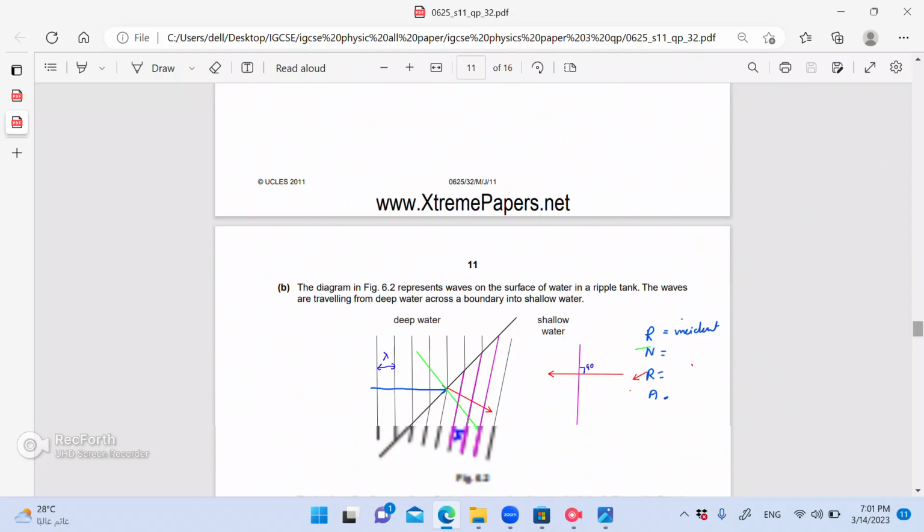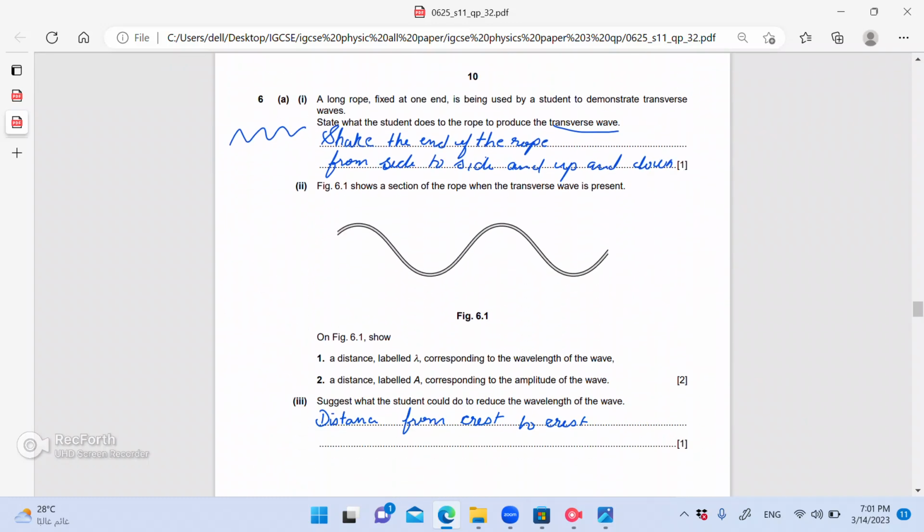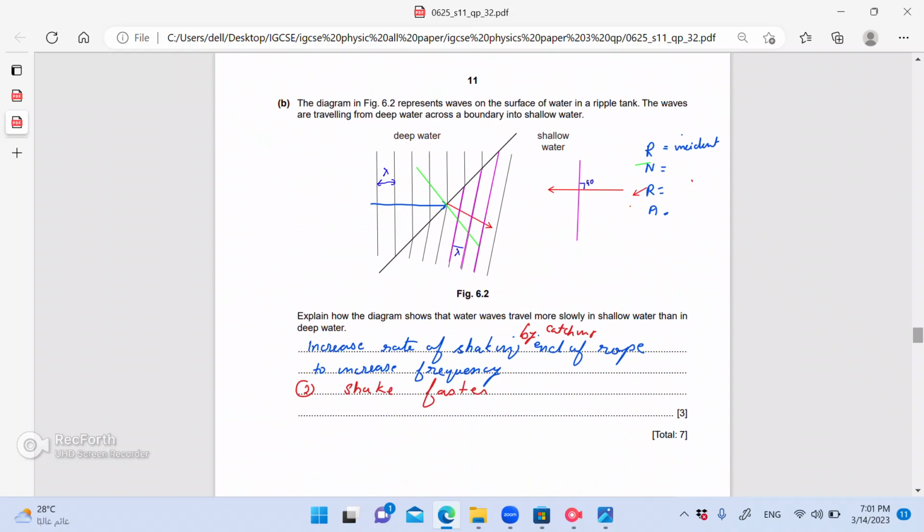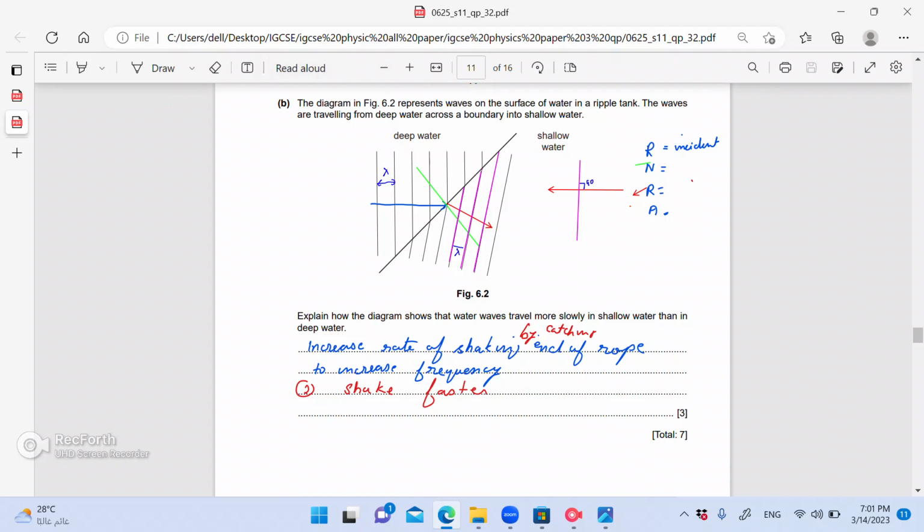Okay, this is question number 6, part B. The diagram in Fig 6.2 represents waves on the surface of the water in a ripple tank. The waves are traveling from deep water across a boundary into shallow water. So now here the waves are moving from deep to shallow water. So you can see this one.